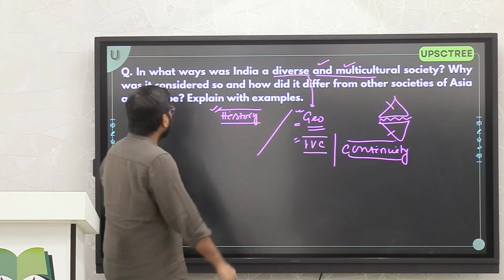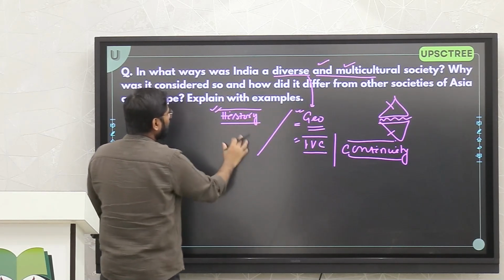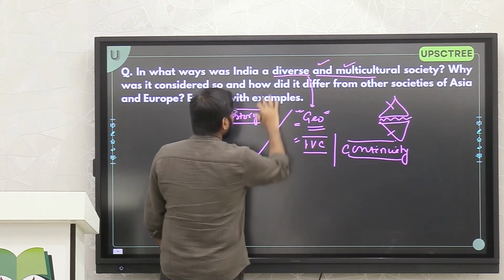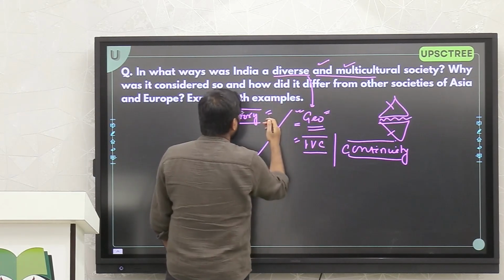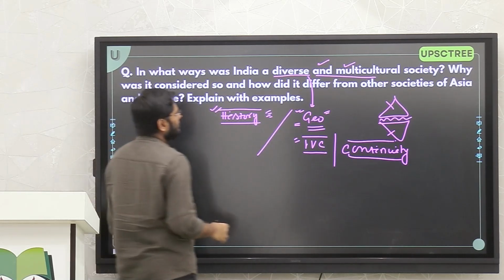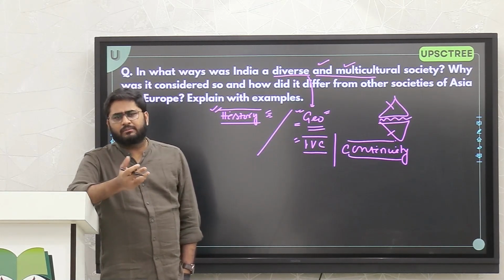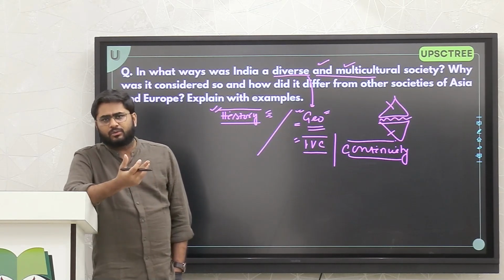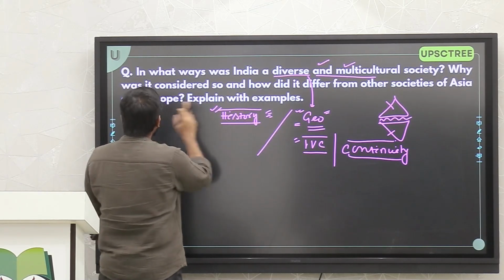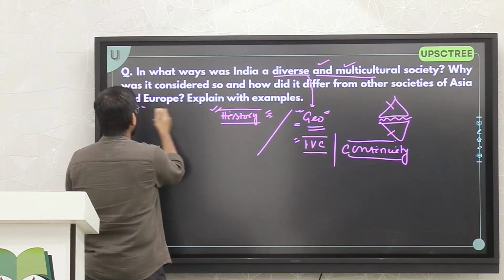So simply state what the causes are. Try not to write too much on geographical causes, because it is mostly a history-based question. So write historical causes, or give emphasis to historical causes. You can briefly give examples also, like Gandhara art, that is Greco-Roman art. Now the next part of the question is how it differs from other societies of Asia and Europe.